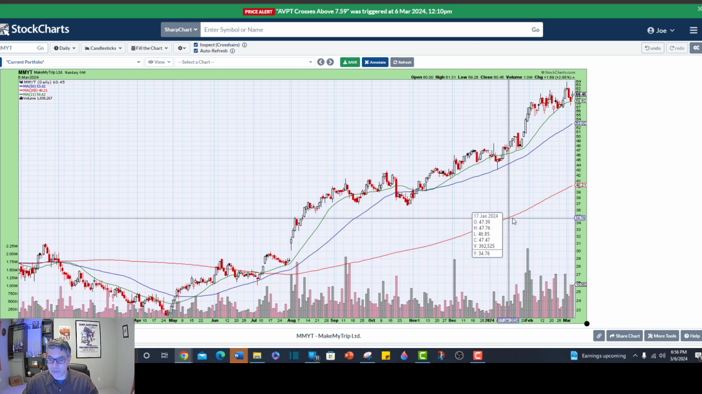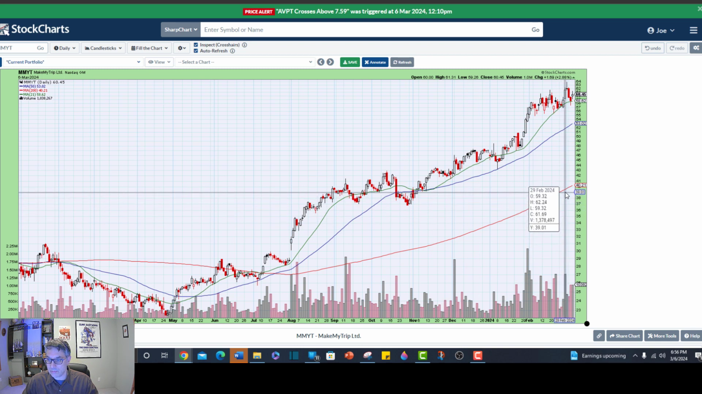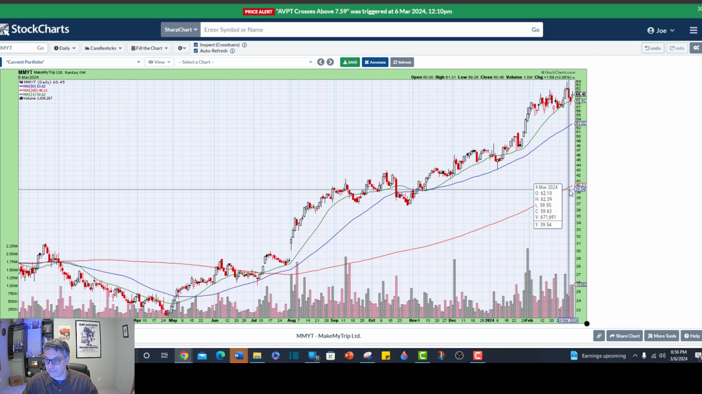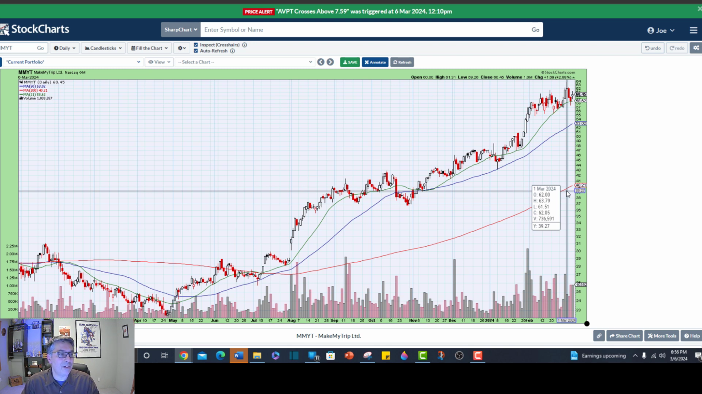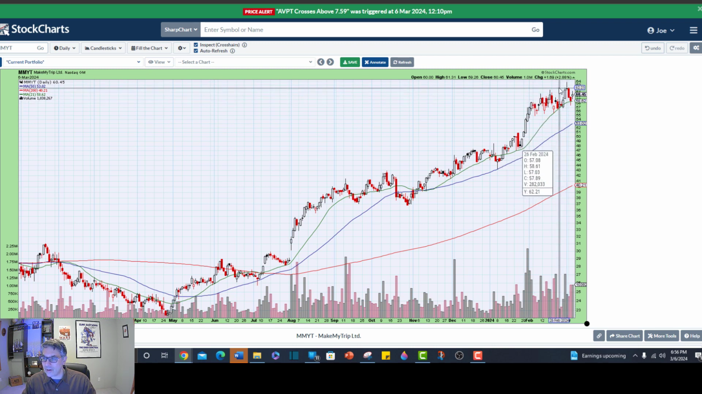Bought on March 1st. Okay. Stopped out March 5th, which is right there. Yeah. Okay. I hate to be, well, I don't like that buy point. 62.35. Yeah. So you bought it right about there. So this is really an extended stock.